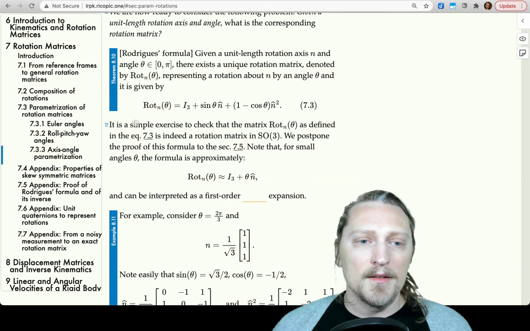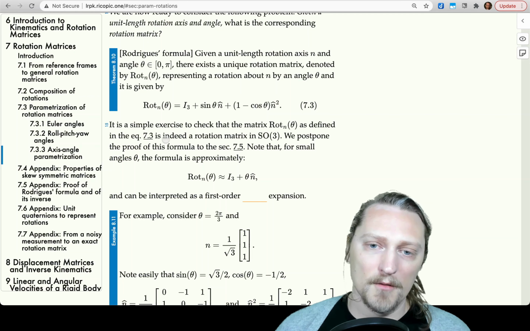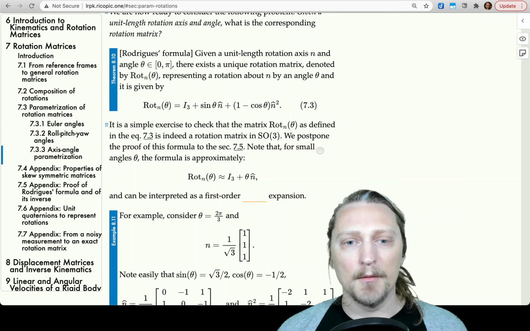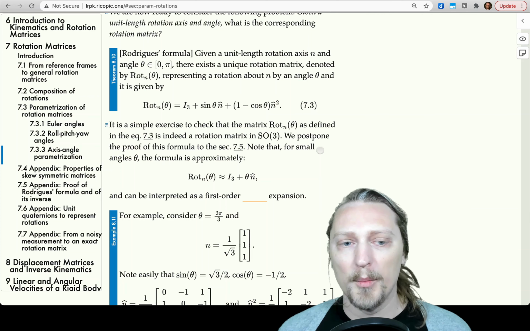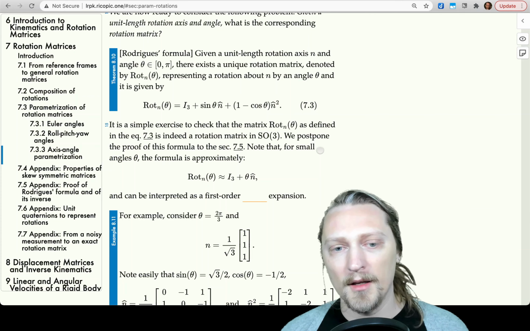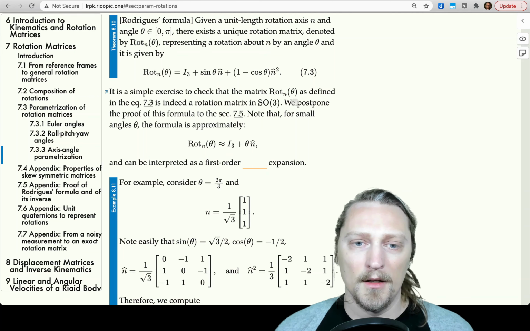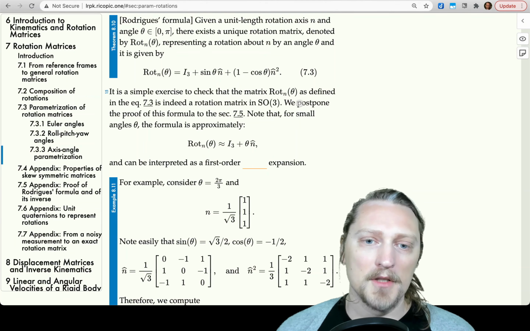It is a simple exercise to check that the matrix rotation about n of angle theta, as defined in equation 7.3 here, is indeed a rotation matrix in the special orthonormal group 3. We postpone the proof of this formula to section 7.5 in an appendix. It's called the proof of Rodriguez's formula and of its inverse. But you can check that out.